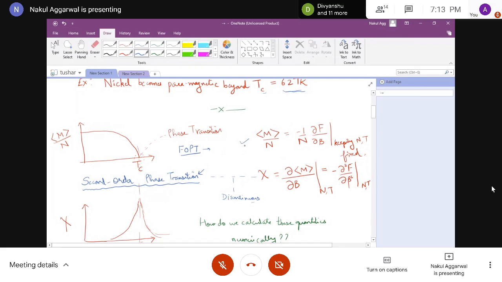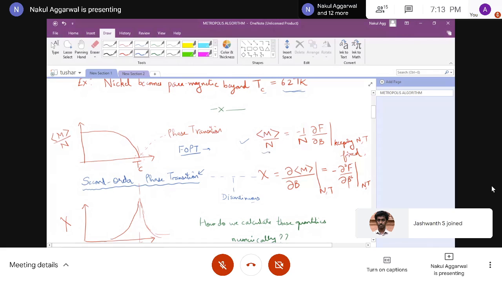For this system, I've written these formulae for some clarity. You do not need to go into the mathematics of how they came about in the first place. This M is the magnetization, and N is the number of spins in the system. So this average value of M divided by N is the magnetization per spin.